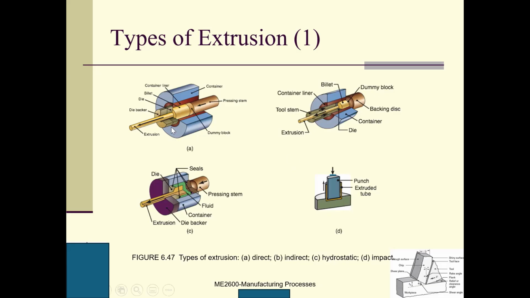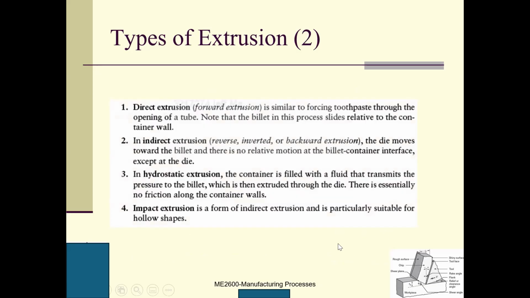So there are four different types of extrusion. The direct one, the indirect one, which has a relative motion between the die and the extruded material. The third one is hydrostatic, and the fourth one is impact. This is a slide that gives you details. This is exactly what I just told you. So you can just take a look: direct extrusion, indirect extrusion, hydrostatic extrusion, and impact extrusion.